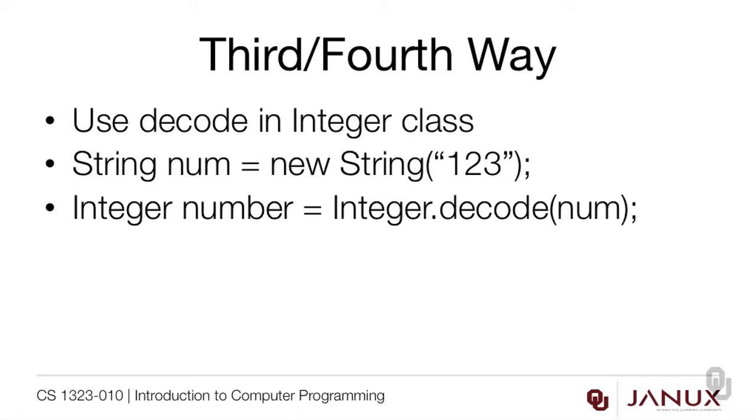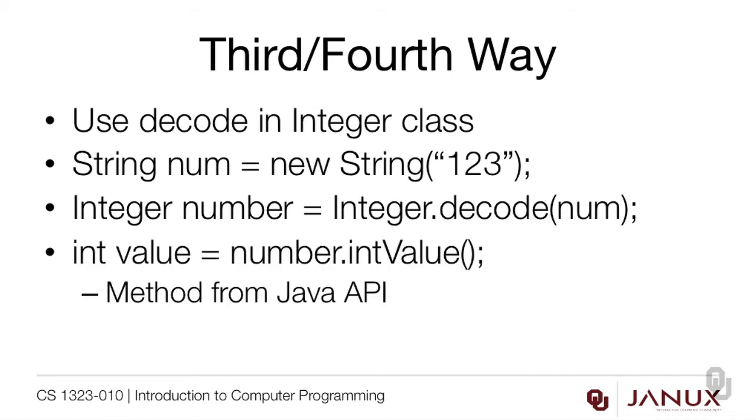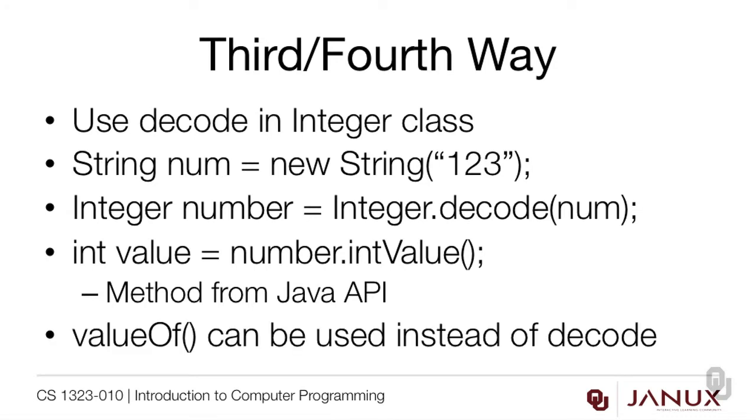Well, we've got a little problem now. We're actually not finished because we need to get our int value outside of this Integer object. Now that's a method in the class. If you look at the API, you will find it. So what you do is this. intValue is number.intValue. So notice number is an Integer object, so we're using the object reference, period, and then the method name, intValue.